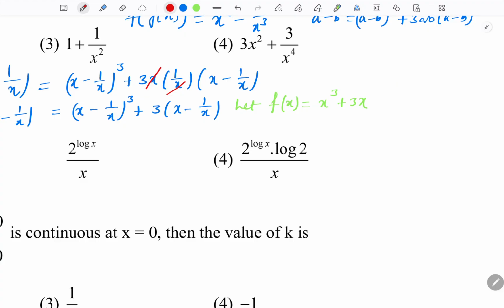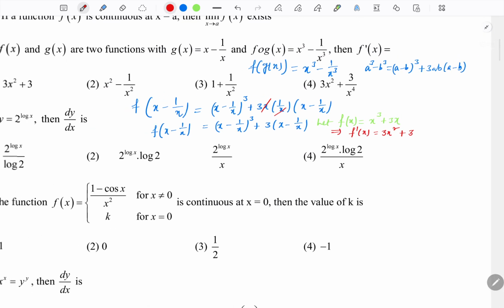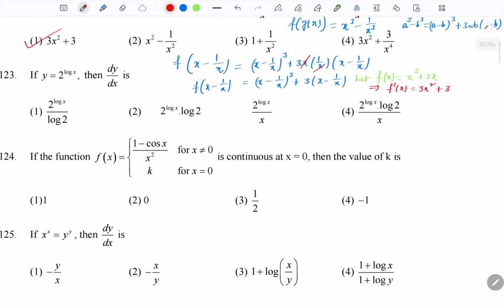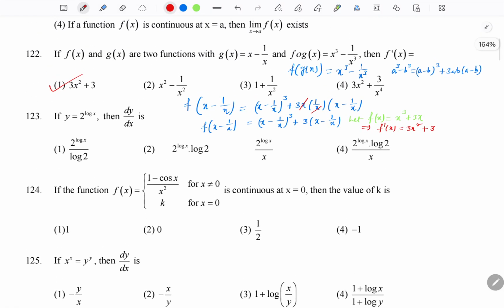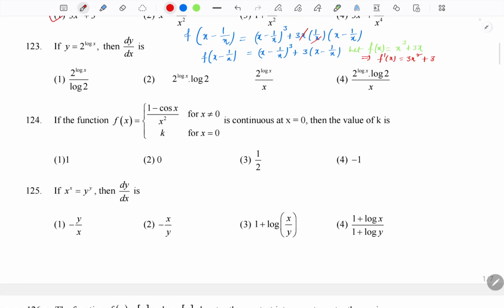From this one, what is the derivative here? f dash of x equals 3x square plus 3 times the derivative of x, which is 1. So that is our derivative. Now f dash of x equals 3x square plus 3. So it's option number 1, right? Next question, observe. Understood this question? It's just a composition of functions. Next question. It's a very easy question, right? It's a basic derivative formula.